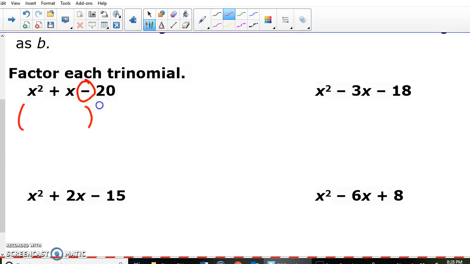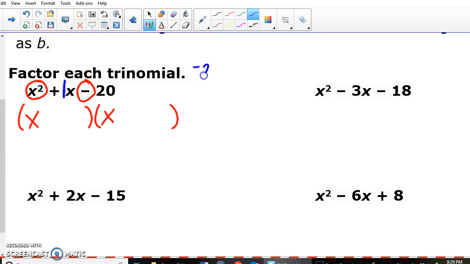So I'm still going to start with my two binomials. I know that I still need to multiply to give me an x squared, so I'm going to start with x and x. Now this time the big difference is that I need to multiply to get a negative number. So I know that a positive times a negative is what gets me my negative number. So I'm still going to start with my factors of 20, except I need them to multiply to give me a negative 20. And remember, there's an invisible 1 there. They need to add to give me 1 then.